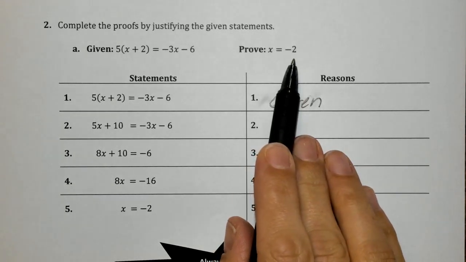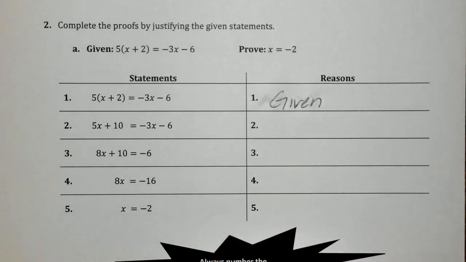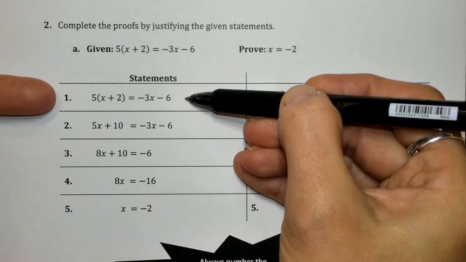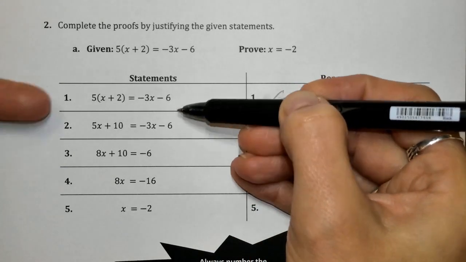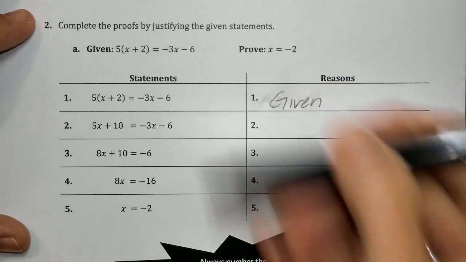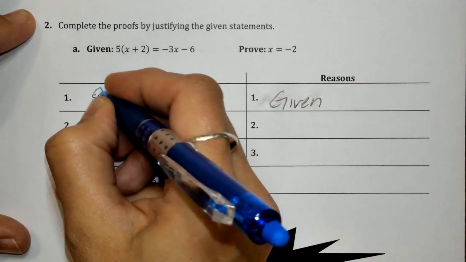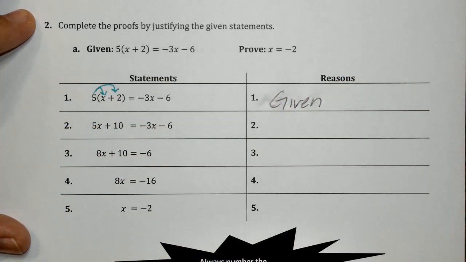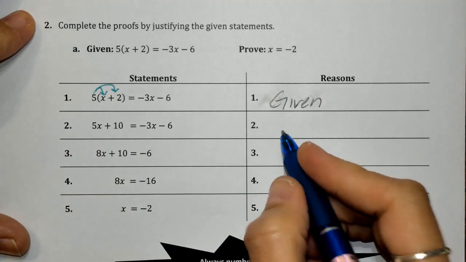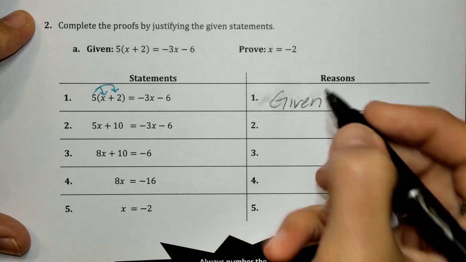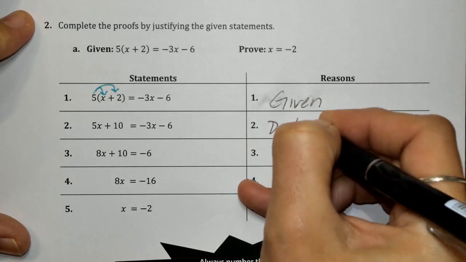Well, we already did that in the warm-up. But going through step by step, from statement 1 to statement 2, what did we do to get from statement 1 to statement 2? Well, here I'm seeing that we distributed. So why did we write statement number 2? Under reason number 2, we say we wrote it because this is the distributive property.